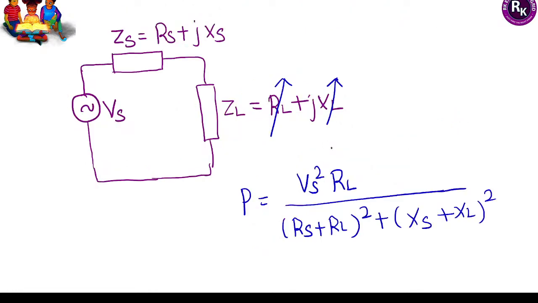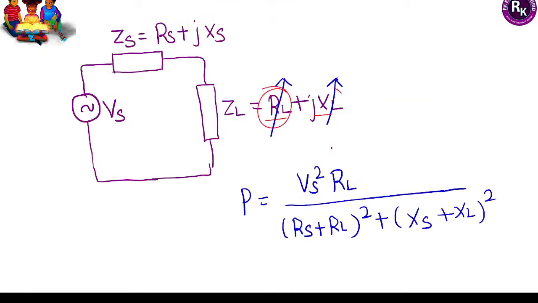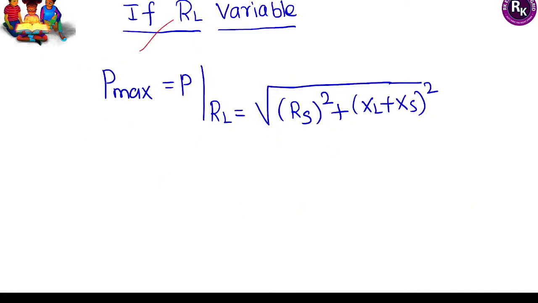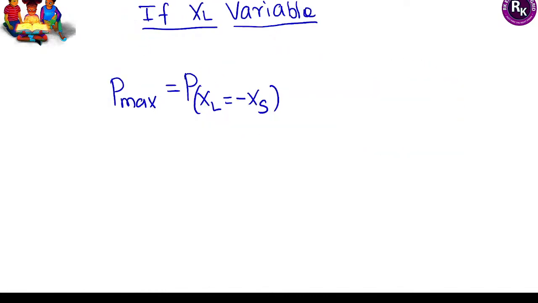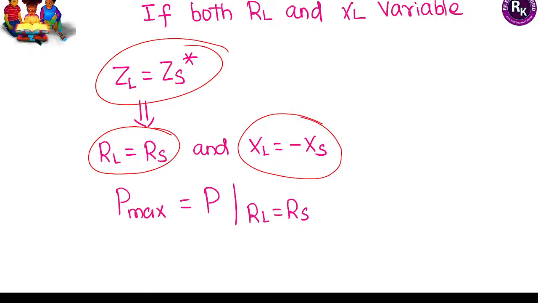That's all. Next, suppose you have an impedance, the circuit is an AC circuit, and the load has both a resistor and an inductive reactance. Then what is the formula? In this condition, there are two parameters: load resistance and load reactance. If only load resistance is variable and load reactance is fixed, then this is the condition to obtain the maximum power. If XL is variable and resistance is fixed, then this is the condition to obtain the maximum power: XL equal to minus XS. Then if both load resistance RL and load reactance XL are variable, then this is the formula to obtain the value of maximum power at the load side. Maximum power will get transferred from source to load.